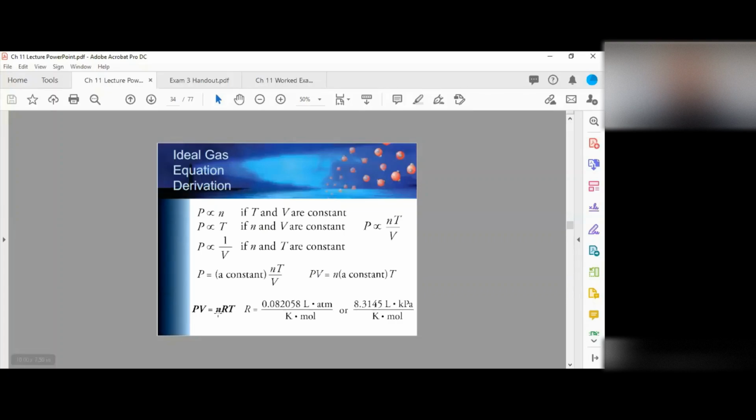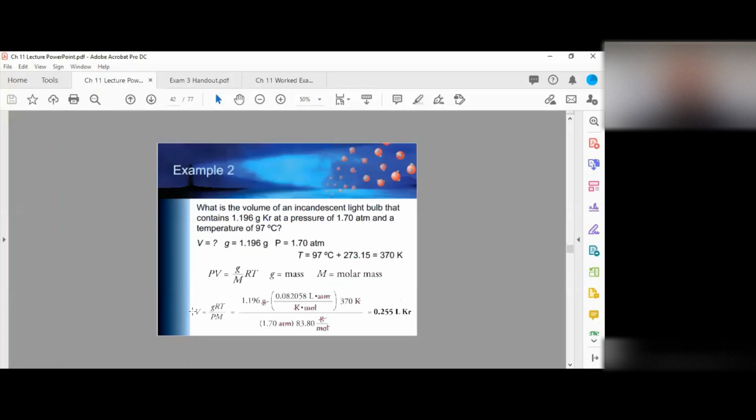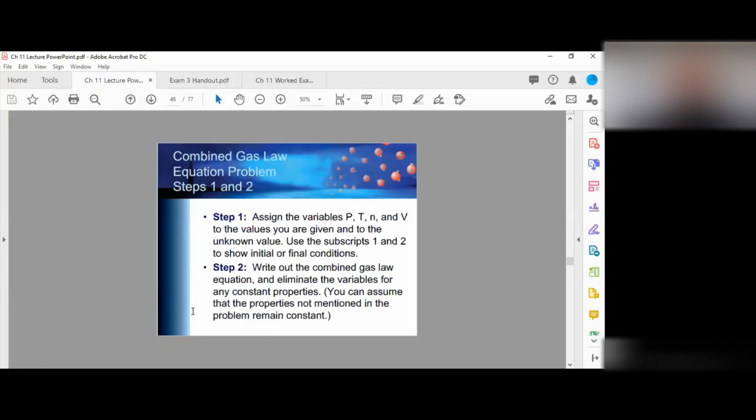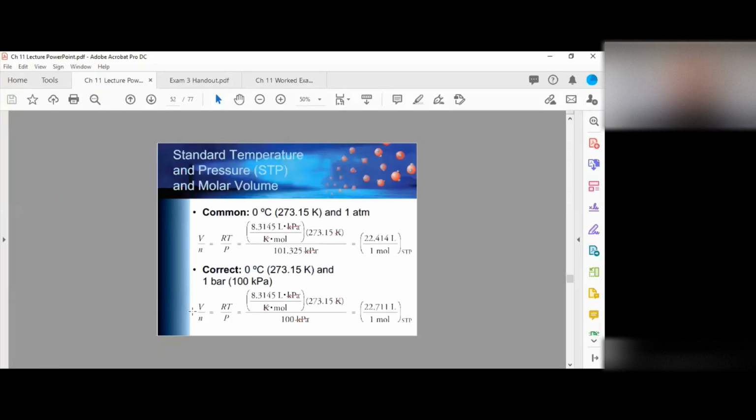The R value can be calculated by simply plugging in PV divided by nT, putting in the standard conditions, which are listed right here in slide number 52. Standard temperature and pressure, STP, and molar volume.